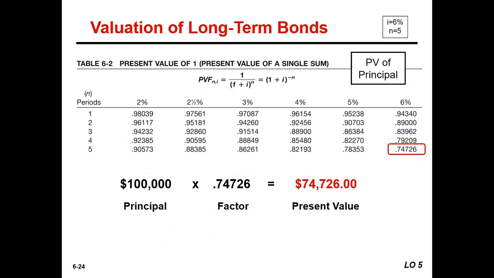The present value of one table is on page 316, 317 of your textbook. We look at the number of periods, and then match it to the interest rate, 6%, and we get a factor of 0.74726. So we're taking that $100,000 principal times that factor, and that tells us what it's worth now: $74,726. If the bondholders held the bonds for 5 years, the company would pay back $100,000 at maturity. But if we discount back, taking away the interest, it's currently worth $74,726.